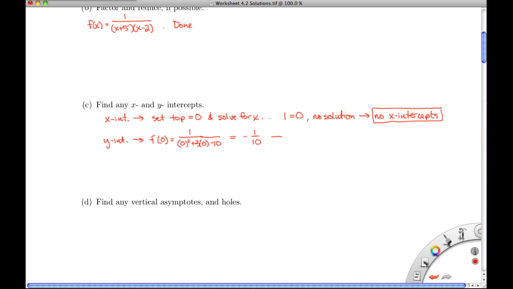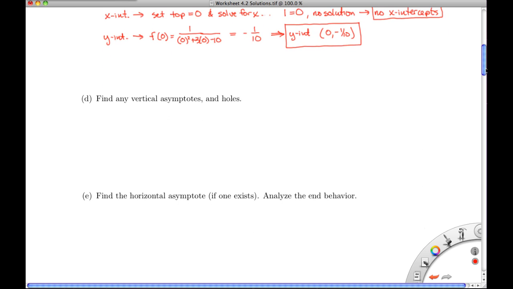So our y-intercept is going to be the point (0, -1/10). So that's another point that we can use to help get a good sketch of our curve later on.